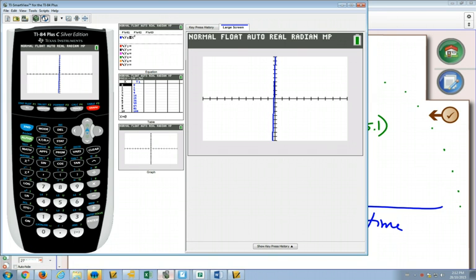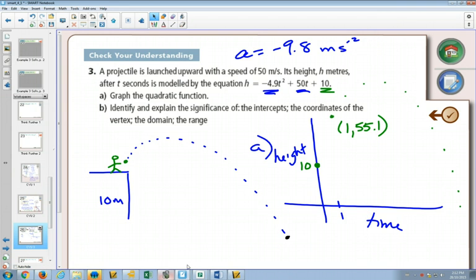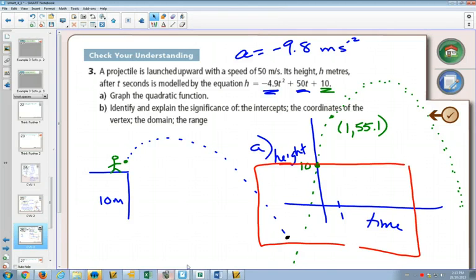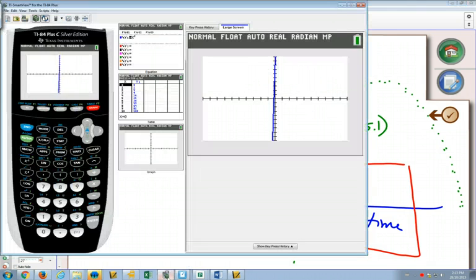As far as our graph goes over here, we're only looking at this window. If you think of this parabola that I've drawn, do you see that all this part doesn't show up? What part am I seeing? This part right here. Okay? So if I want to see more of my graph, I go to my graphing calculator and I need to change this window so I see more of it.